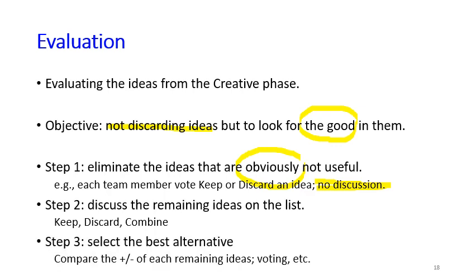And then the third step is that among the remaining ideas, whether it is the original ideas or the combined ideas, we try to select the best alternative among them. Basically, we try to compare the advantages and disadvantages of each of the remaining ideas. We can also perform a voting from each of the team members to select the best idea.